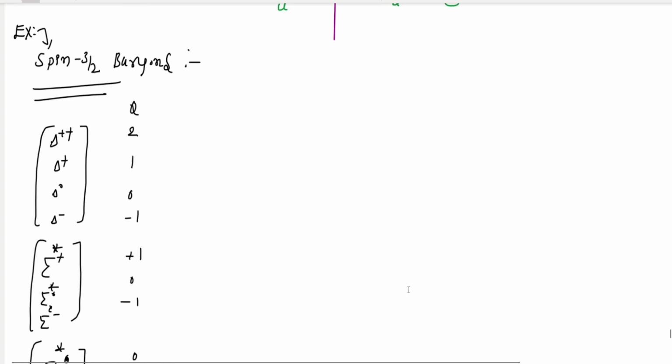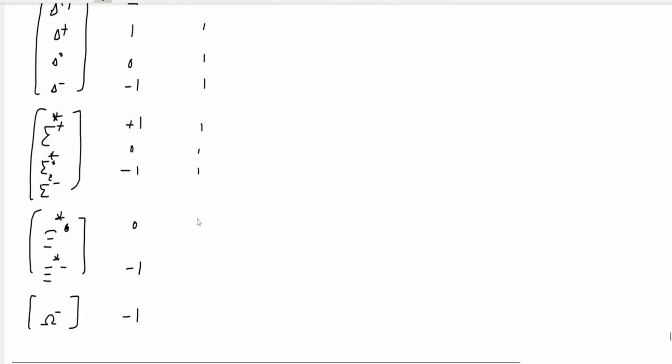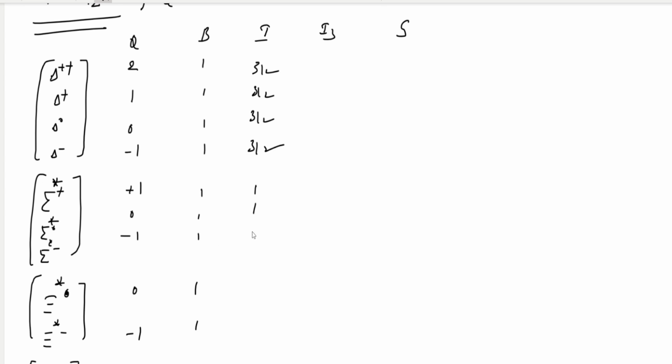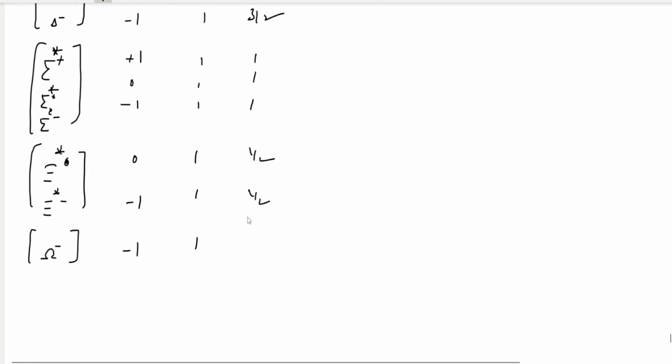So these all have baryon number equal to 1. All these particles have baryon number equal to 1, we already know. So we know the baryon number and charge. Then we can easily calculate the isospin value and its third component. If you know the third component, then we can get these charges. So the isospin of this group of 4 particles is 3 divided by 2. The group of three particles has isospin 1. The two particles have isospin 1 divided by 2. The single particle has isospin 0.